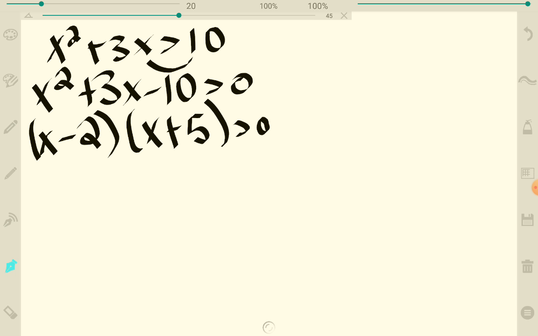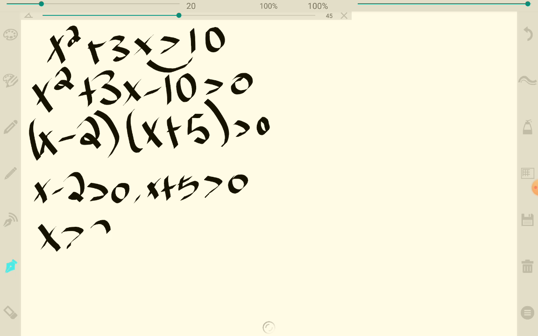Next, we would treat the greater than sign as an equal sign, so we would do x minus 2 is greater than 0 and x plus 5 is greater than 0. And when we move the numbers away, we get x is greater than 2 and x is less than negative 5. So these would be our answers for this problem.